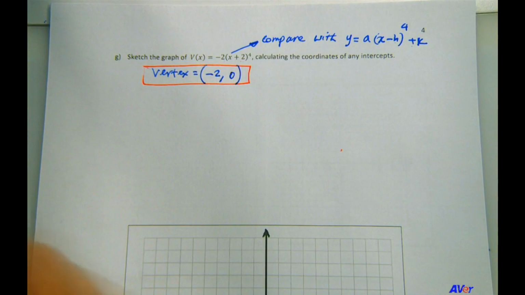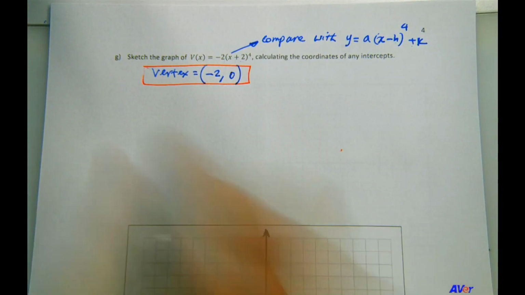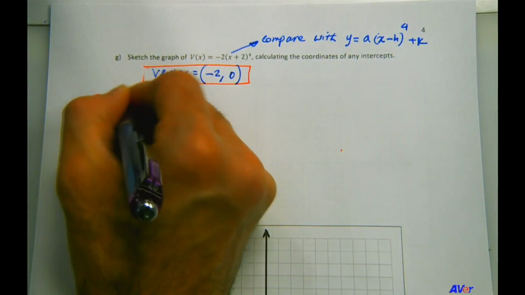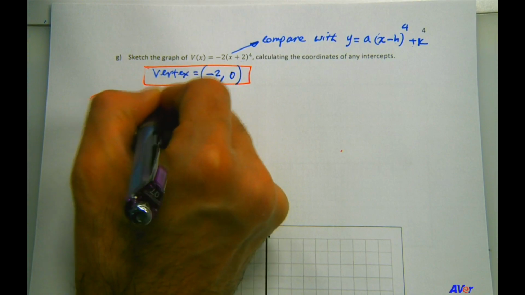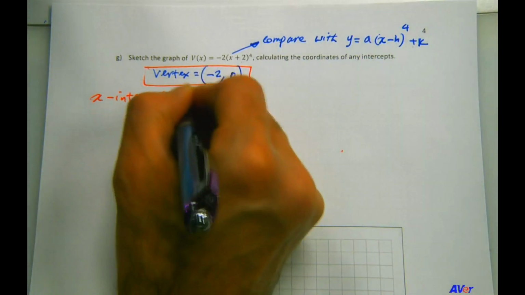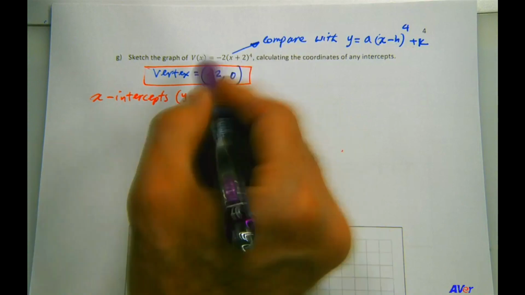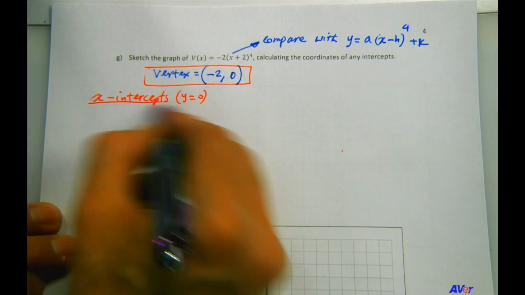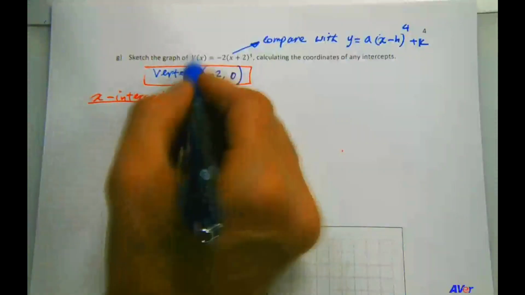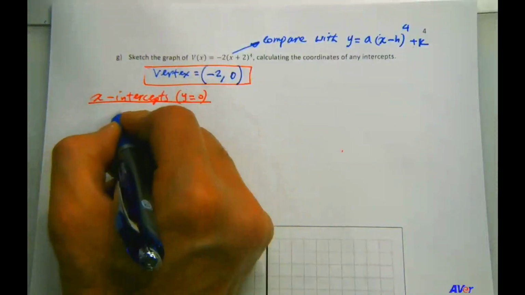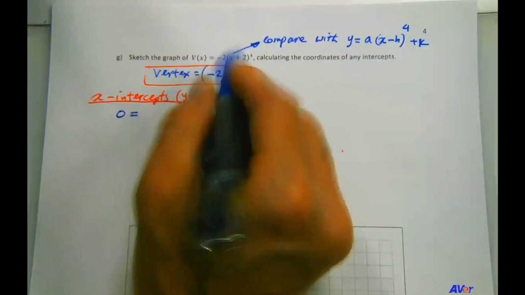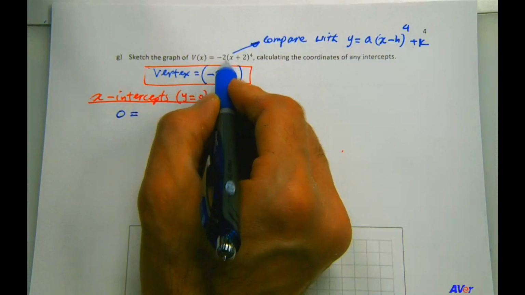What about the x-intercepts and the y-intercepts? Let's find those. So the x-intercepts happen where the y value equals 0. So in this equation, let's substitute v of x with 0 and solve for x.